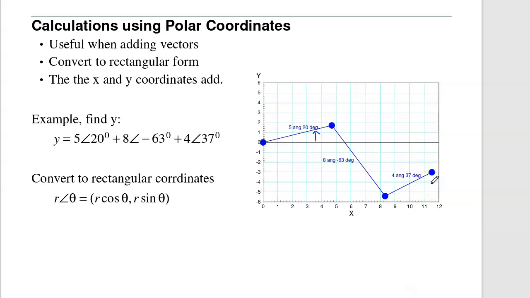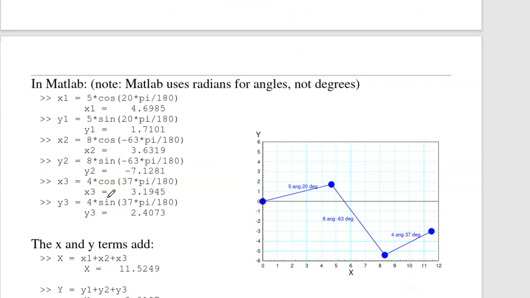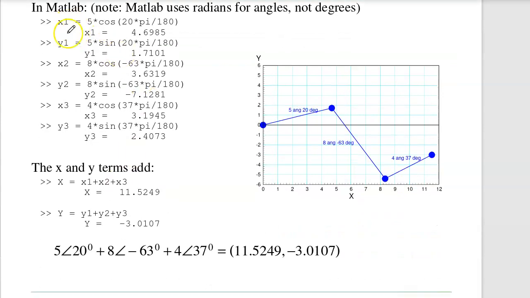Well, I can do that by converting from polar to rectangular. In the xy coordinates, the x's add and the y's add. So I'll do that to calculate this. So I'll first take the points, find the x and y coordinates for the first one, x and y coordinates for the second path, x and y coordinates for the third path, and that's 4 at 37 degrees, 8 at minus 63 degrees. Got to convert from degrees to radians, because MATLAB uses radians. The final position is to add up the x's, add up the y's. So that's where I wind up.